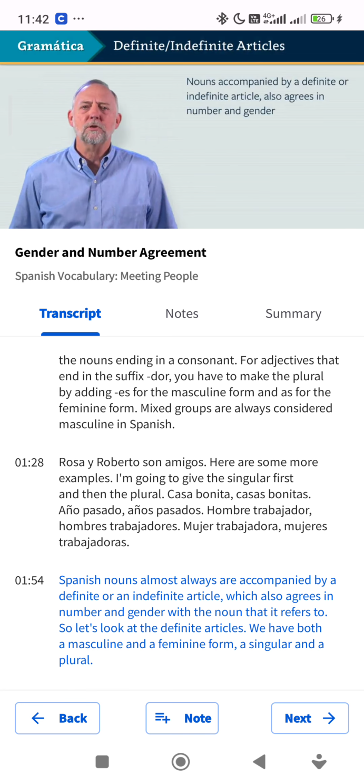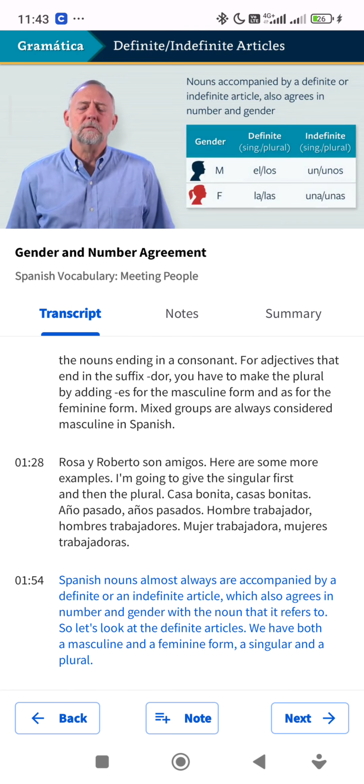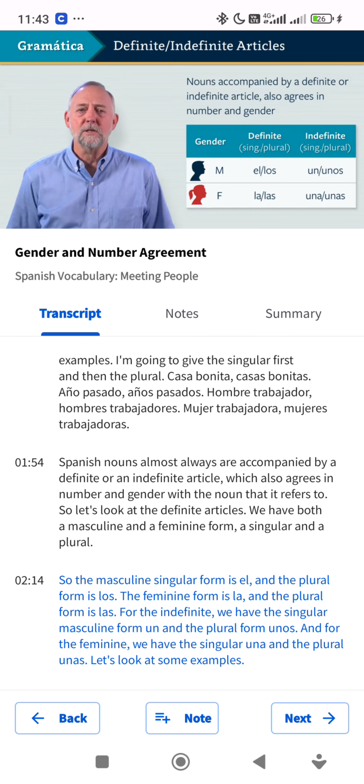Spanish nouns almost always are accompanied by a definite or an indefinite article, which also agrees in number and gender with the noun that it refers to. So let's look at the definite articles. We have both a masculine and a feminine form, a singular and a plural. The masculine singular form is el, and the plural form is los. The feminine form is la, and the plural form is las.